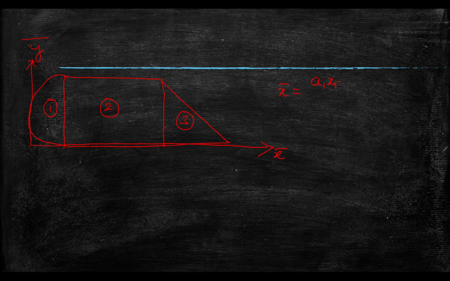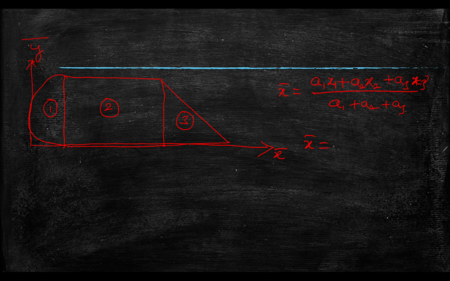Now look at this. Suppose I am having a rectangle, a triangle and a semicircle. I am having three plane figures: 1, 2 and 3. For each of them I will have a distance from the reference axis we are taking. So x bar and y bar are found as follows. The formula will be a1 x1 plus a2 x2 plus a3 x3, divided by a1 plus a2 plus a3.